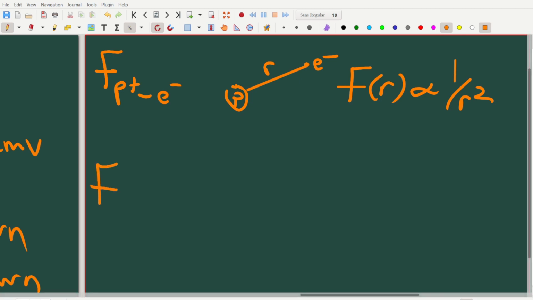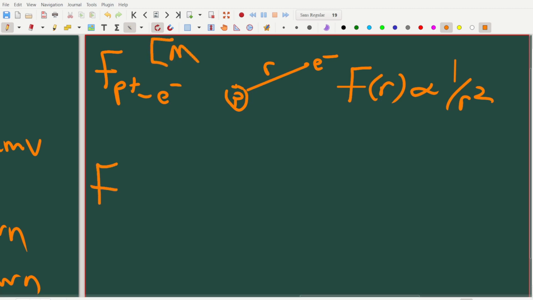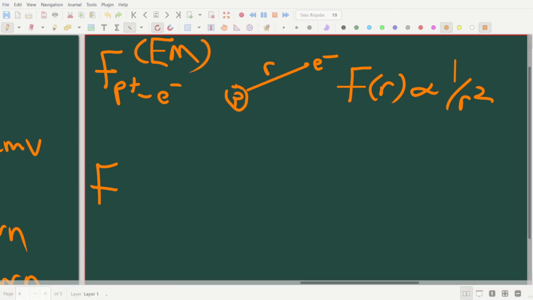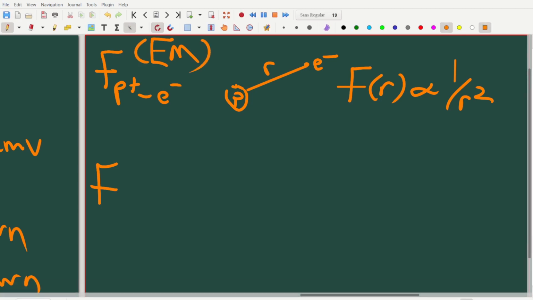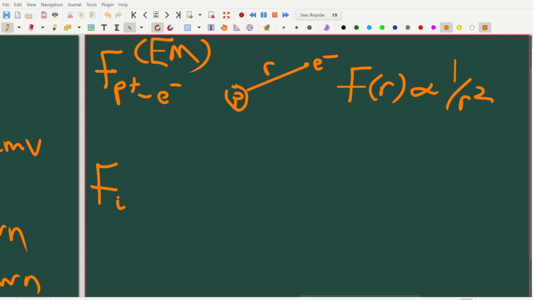Interestingly, of course, this is electromagnetism, right? Of course, EM. Let me save this just so it doesn't crash. All right, what about the force between two quarks? So what if we say the force between an up and a down quark?